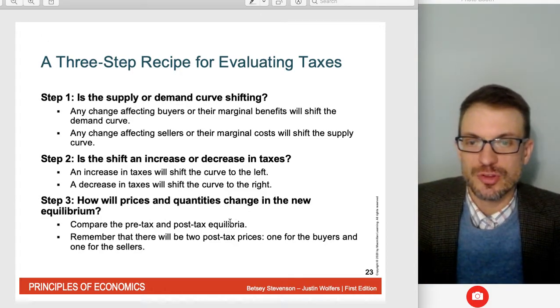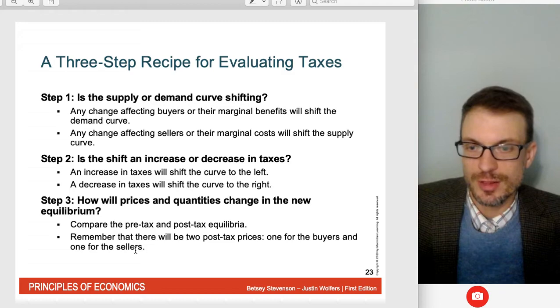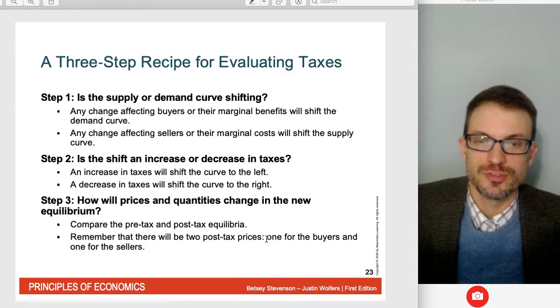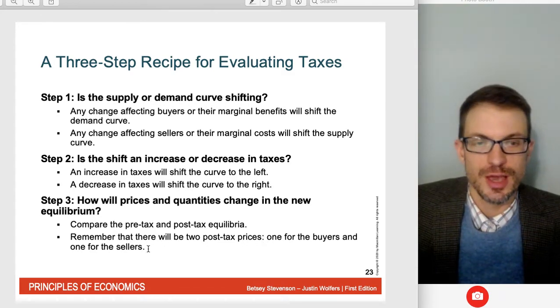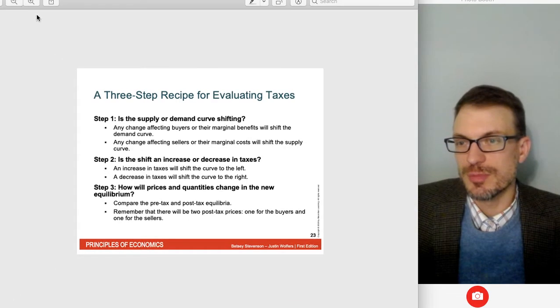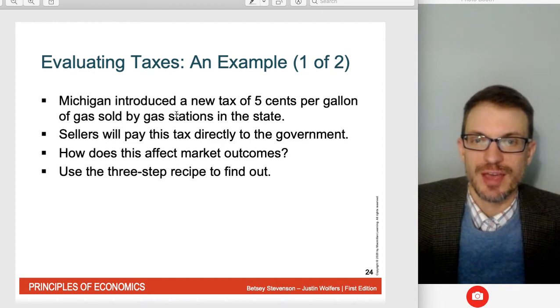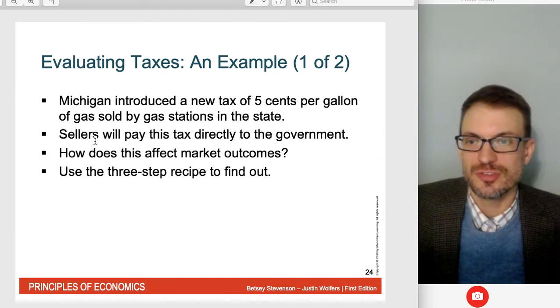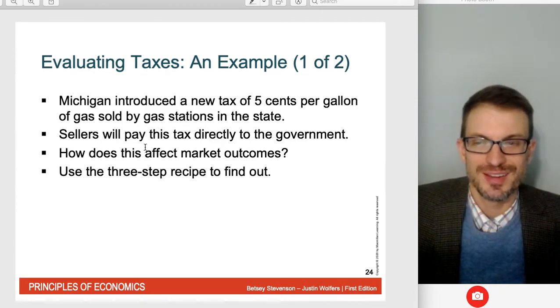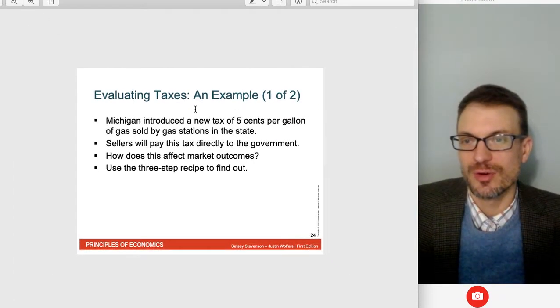How will the prices and quantities change in the new equilibrium? Well, we've got two post-tax prices. Buyers pay one, sellers receive the other, and the wedge in between is the size of the tax. So Michigan introduced a new tax of 5 cents per gallon of gas sold in gas stations. Sellers pay this tax directly to the government. How does this affect market outcomes? Well, we'd use our three-step recipe to find out.